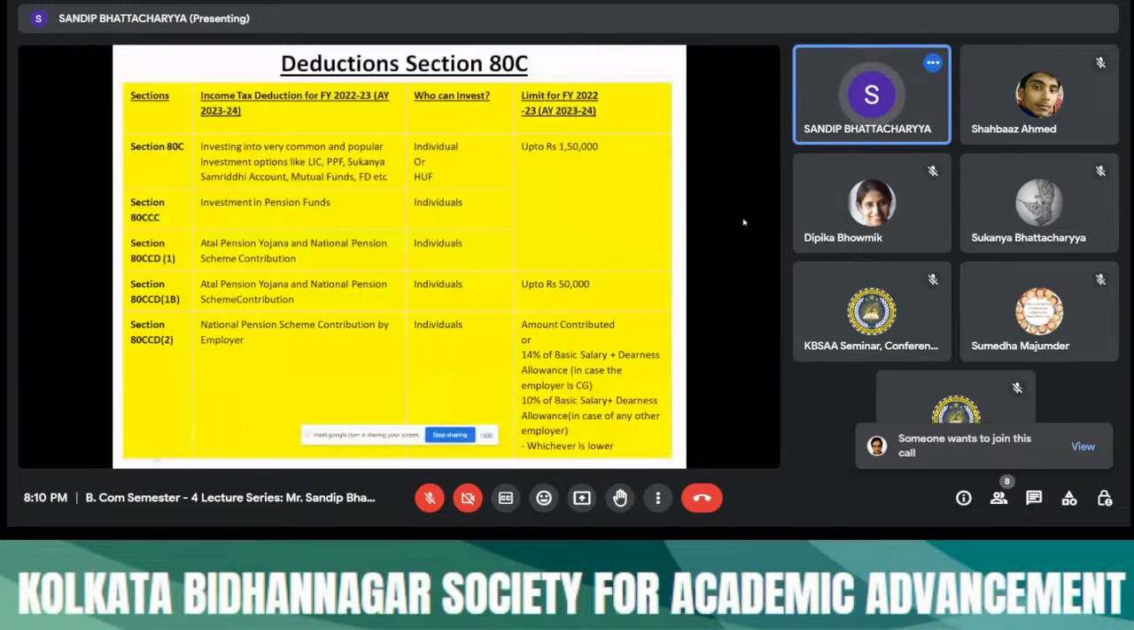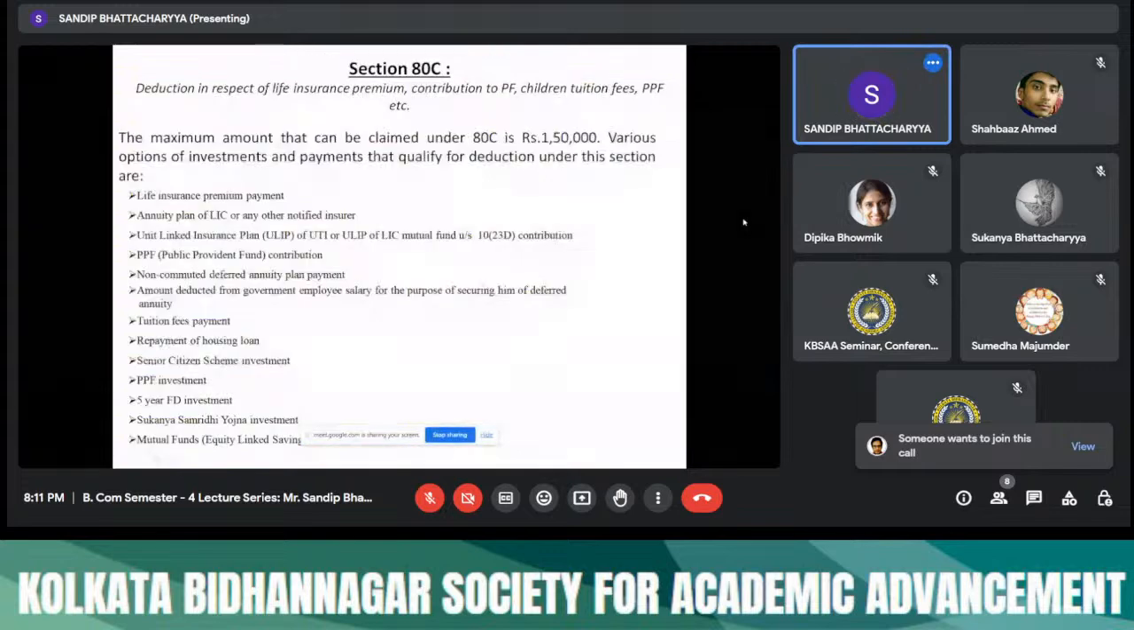But before I move to another section under 80C, what are the different provisions, or what are the different clauses that come under section 80C? You can see in this slide. Under section 80C, the maximum amount that can be claimed is rupees 1,50,000. Various options of investment and payment for deduction qualify under this section. What will qualify here? This is the exhaustive chart.